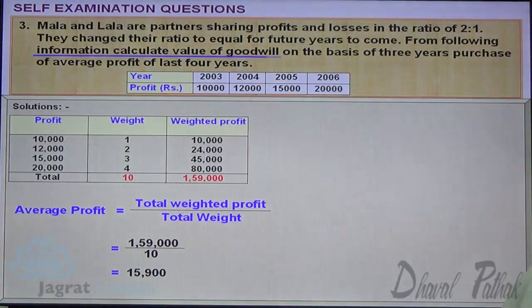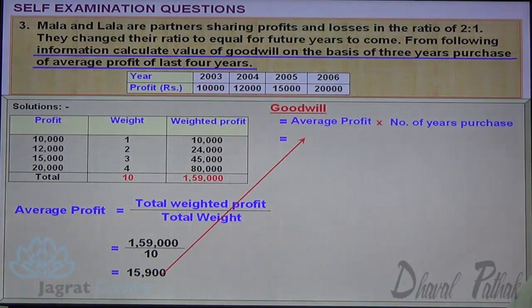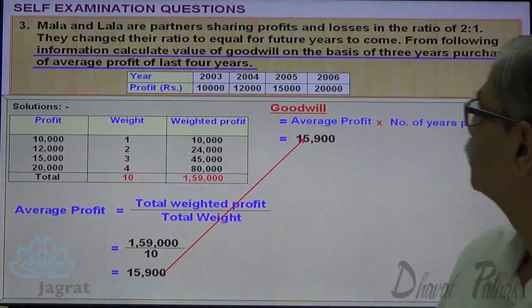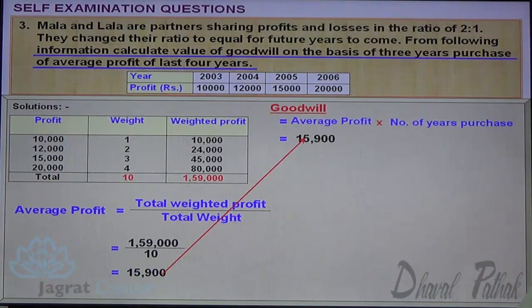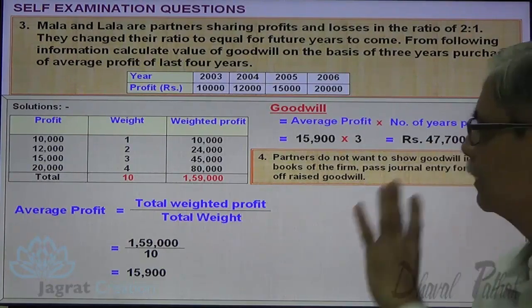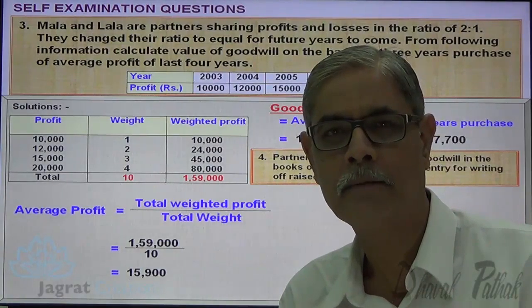Now goodwill is to be worked out on the basis of average profit multiplied by number of years purchase. So this is a profit for 4 years, weighted average profit. How many numbers of years purchased? 3 years. So multiplied by 3. So value of goodwill is 47,700. Now this is the valuation of goodwill made.